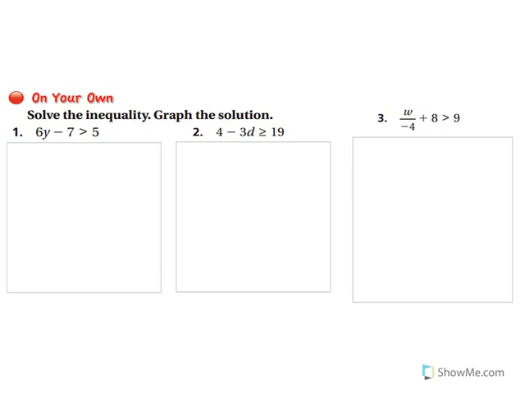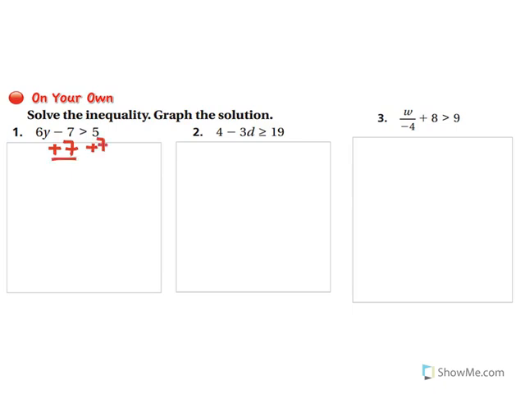Okay, let's take a look, see how you guys did with these 3 problems. So for number 1, since we have 6y minus 7 is greater than 5, we're going to have to undo the subtraction first by adding 7. So I'm going to add 7 to both sides.